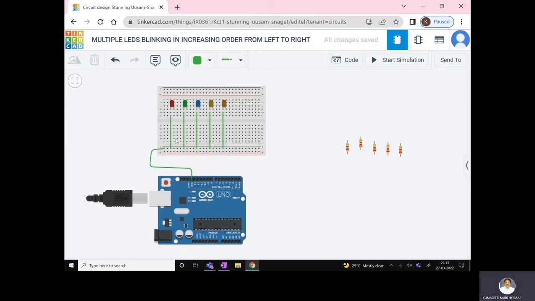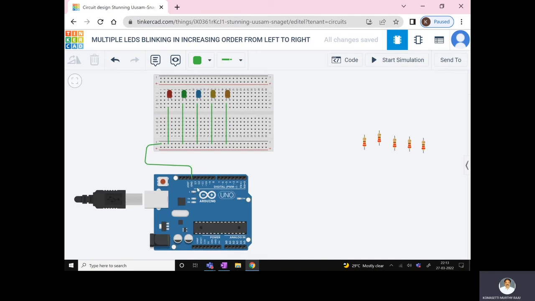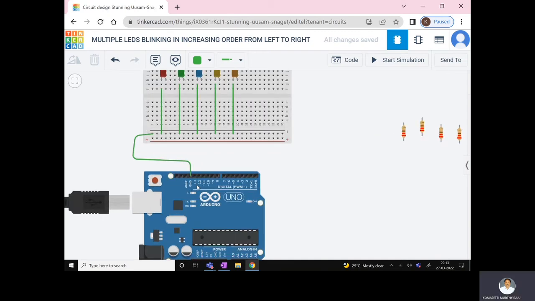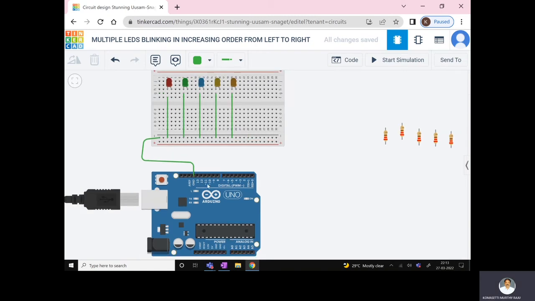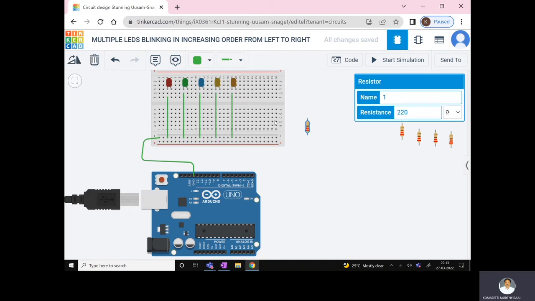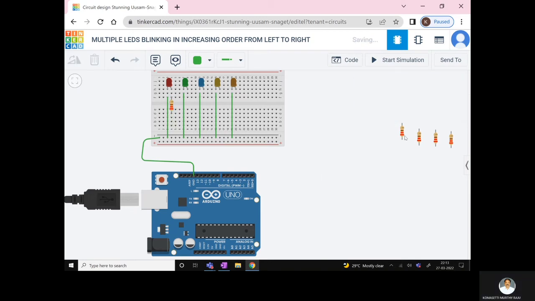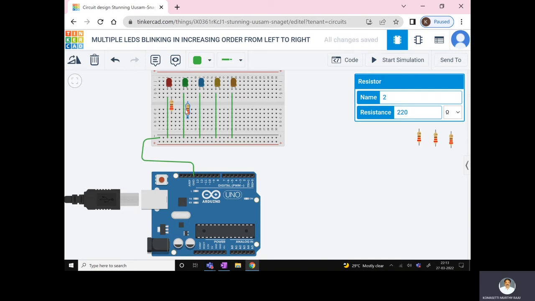Okay. Next, coming to resistances. Choose digital pins from 13 to 9. These digital pins act as output pins, that means they act as power sources. 5 volts is not directly applied to the anode of these LEDs; it is applied only through resistance. Here a resistance is connected, and here another one is connected.